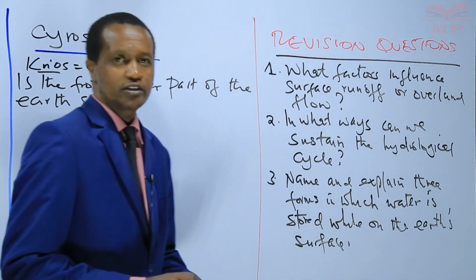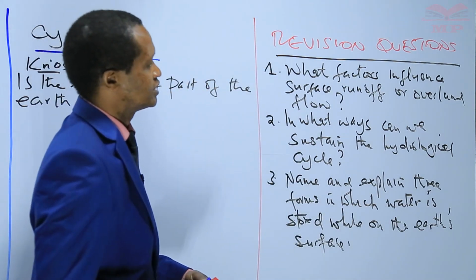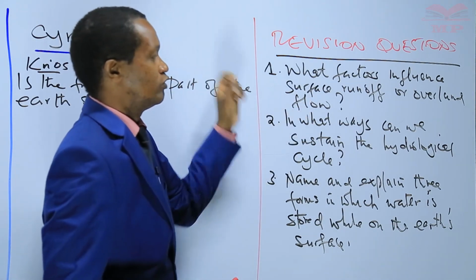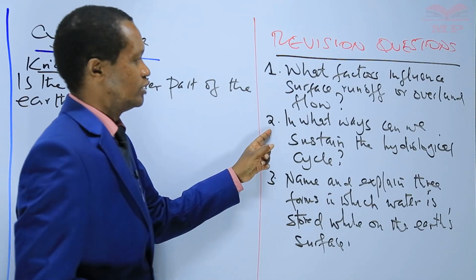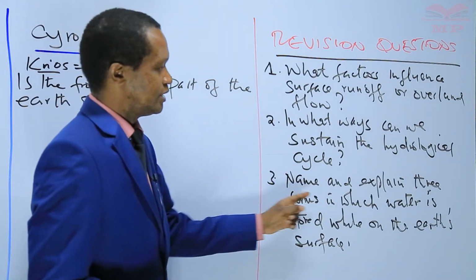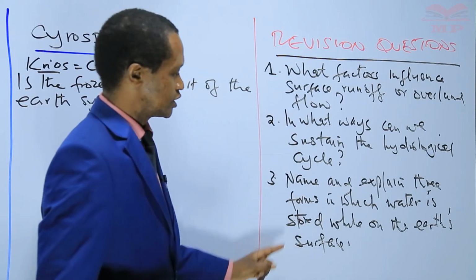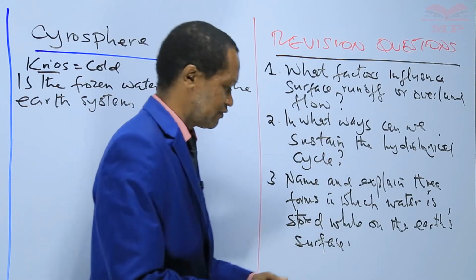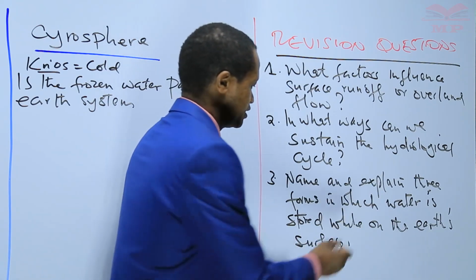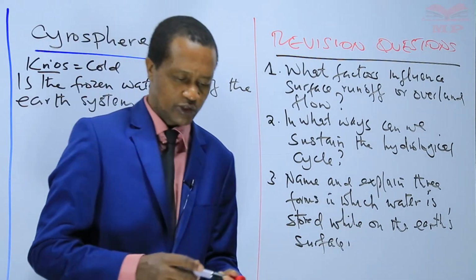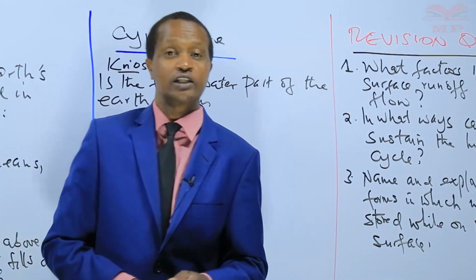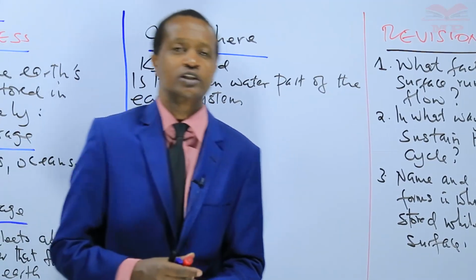Three questions, learners. Number 1, what factors influence surface runoff or overland flow? Number 2, in what ways can we sustain the hydrological cycle? Number 3, name and explain three forms in which water is stored while on the earth's surface. Thank you for attending our today's lesson, learners. I hope to see you in our next lesson where we learn more about geography.